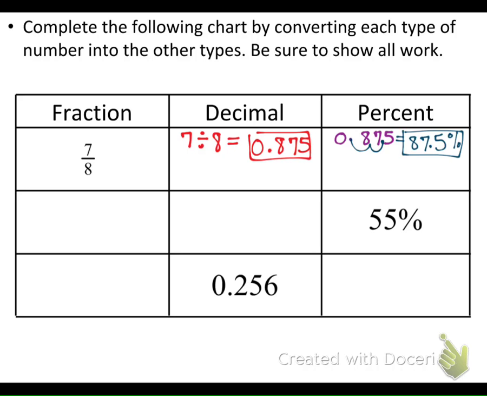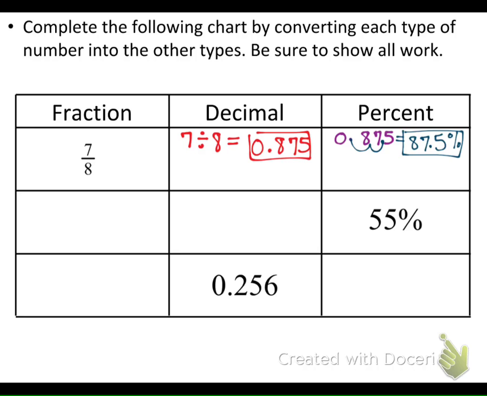So now we go to the middle row. The middle row, they give us the percent column, so we know it's 55%. How can I change a percent to a fraction? Raise your hand if you can tell me how to change a percent to a fraction. Smith? Nope. Beyonce? Wait, a percent to a fraction. Divide by 100. Nope. No, I'm changing the percent to a fraction.